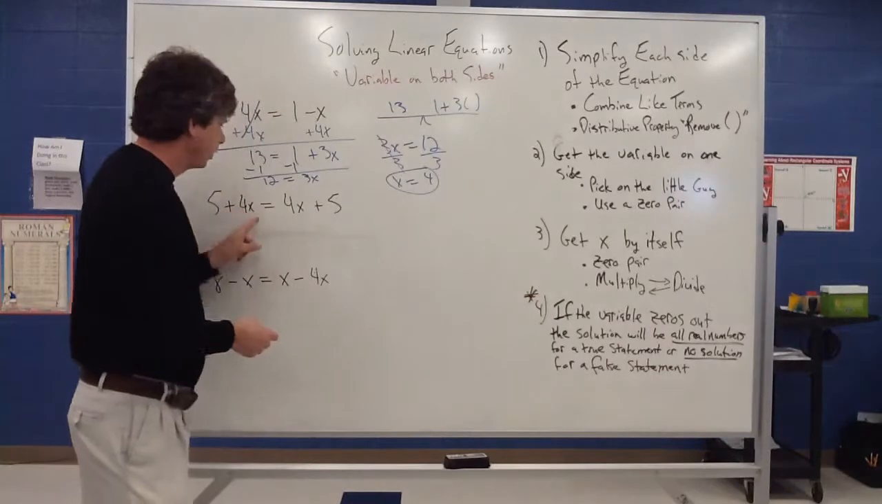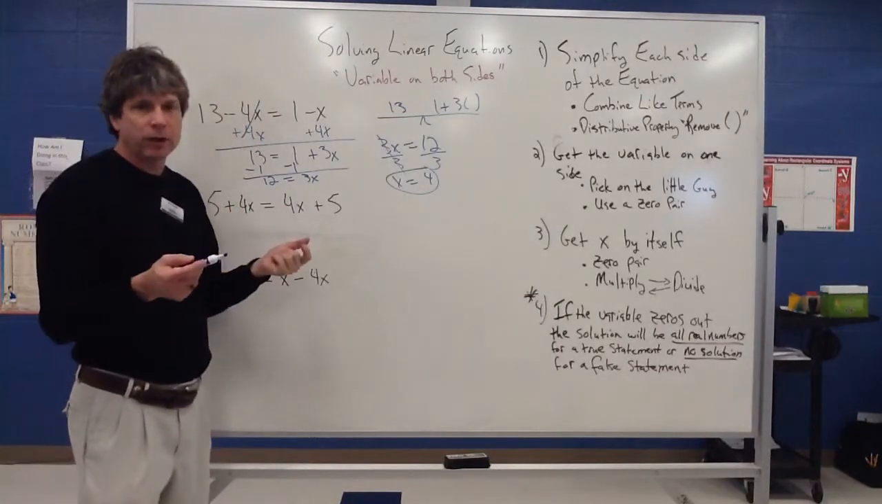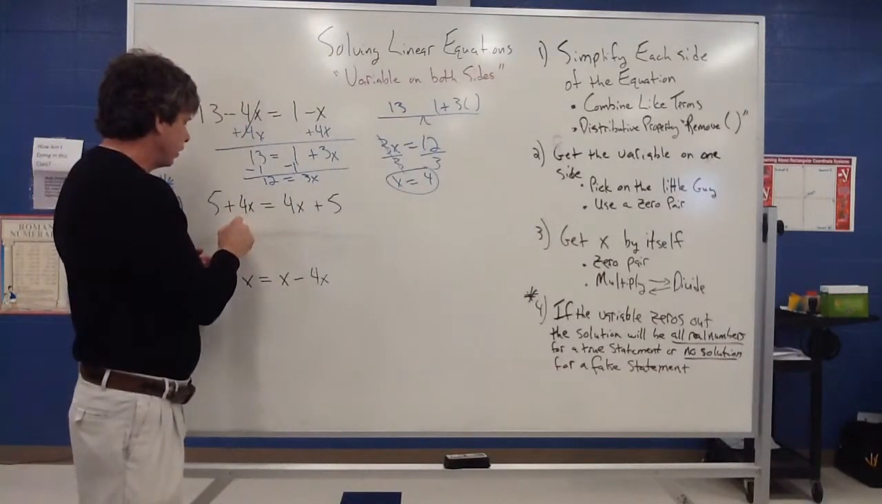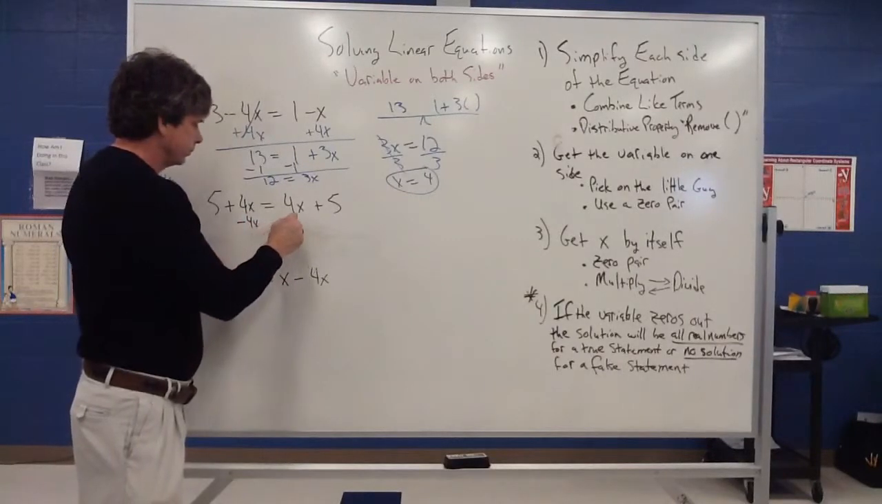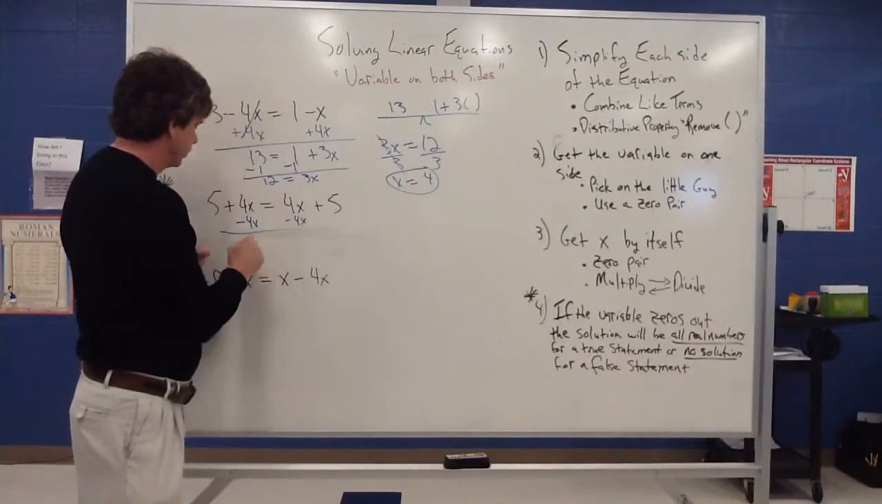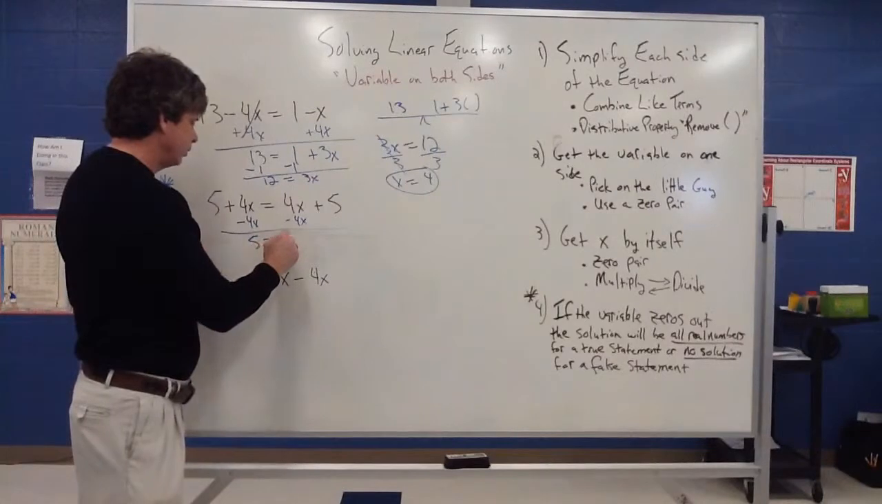Well, they're both 4x, so it really doesn't matter since they're the same. So I want to go ahead and just zero out the 4x using a negative 4x. In doing so, what I end up with is 5 is equal to a 5.